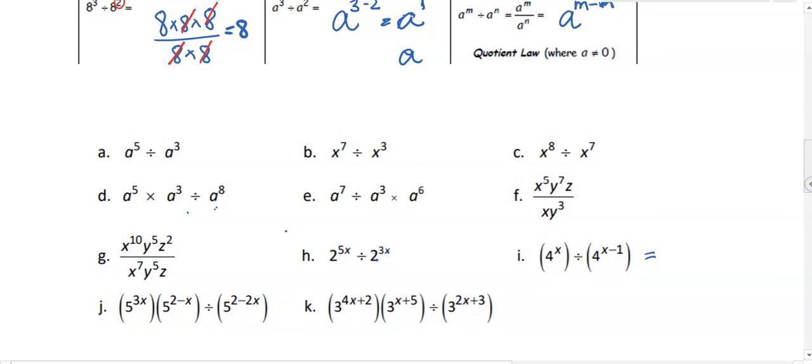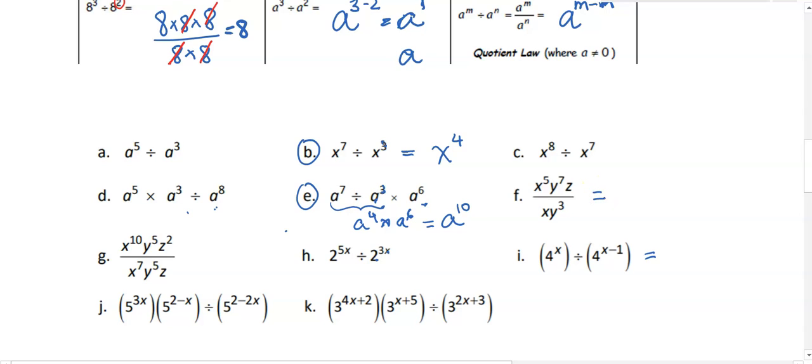So in this question, let's look at B. If you're dividing, you would just go 7 minus 3 is 4, right? Or if I was to look at this question here, working left to right, I would go a to the power 7 divided by a to the power 3 is a to the power 4. And then when you multiply, you always have to work left to right, you would get a to the power of 10.